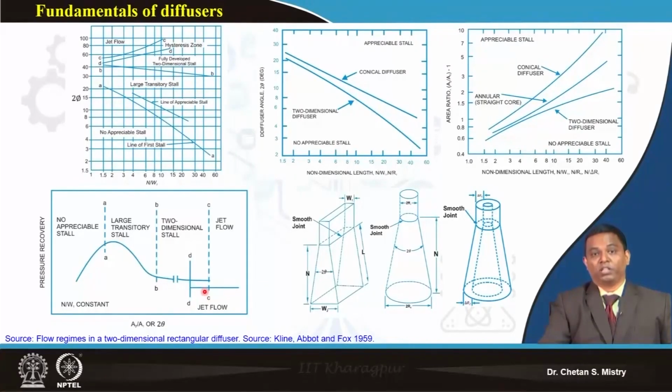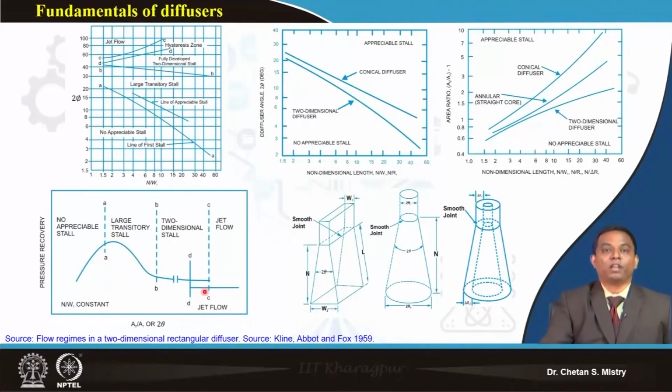Okay. So this is what is very much required when we are discussing designing the diffusing passage. The question may arise in your mind, sir, why we are discussing this diffuser? What is the use of this data? I will be correlating this with the design of my compressor passage.